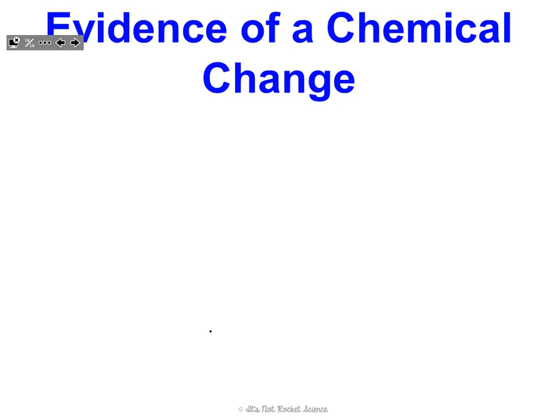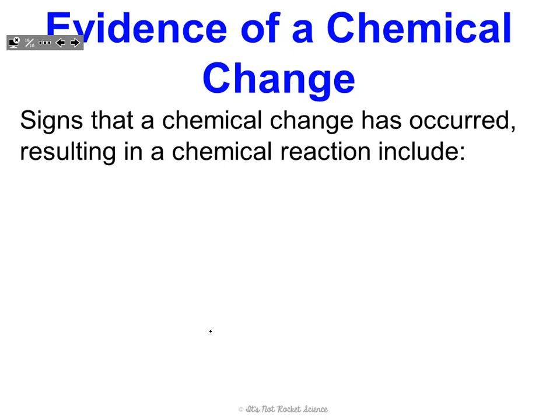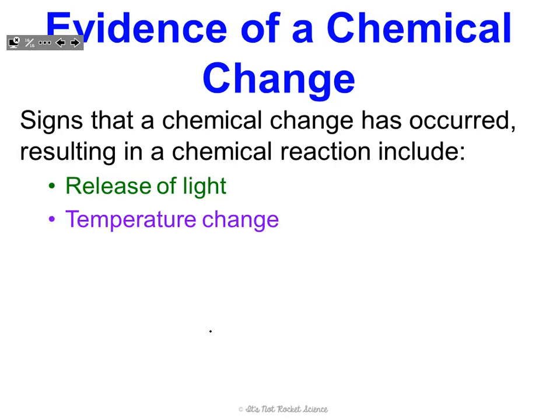And then the last thing we'll talk about here is evidence of chemical changes. So these are signs that a chemical change has occurred. So this really helps us decide whether something is a physical or a chemical change. So look for things like this. Release of light. So any form of light that wasn't there before would be an example of that. Temperature change, either up or down. An odor change.